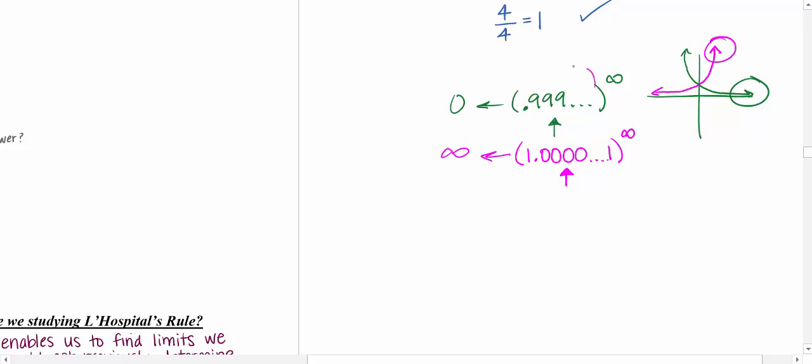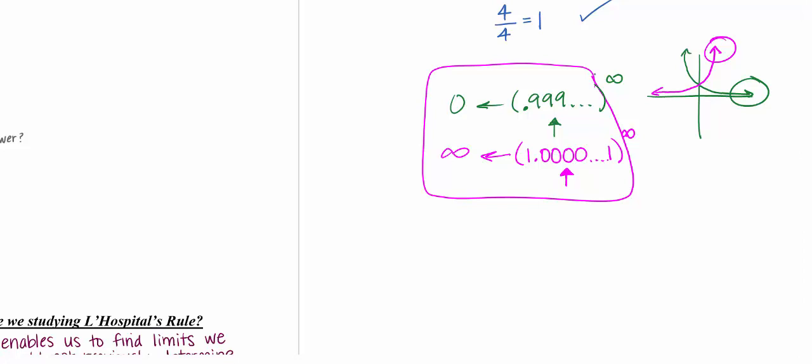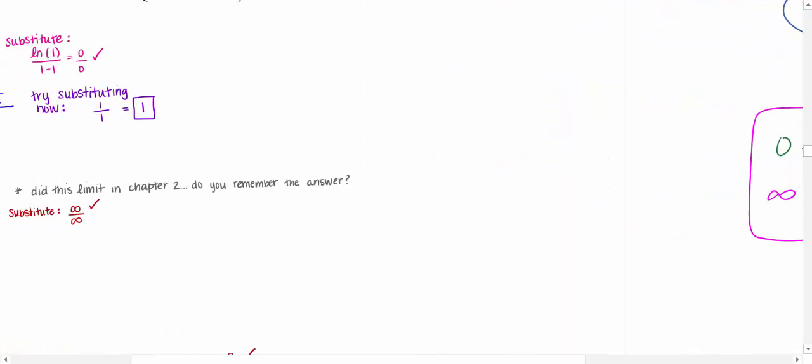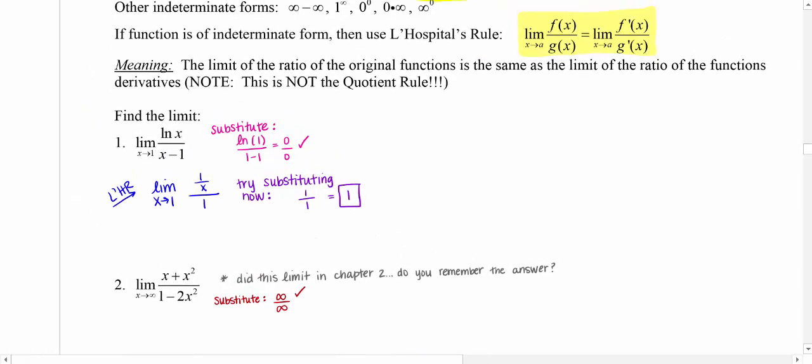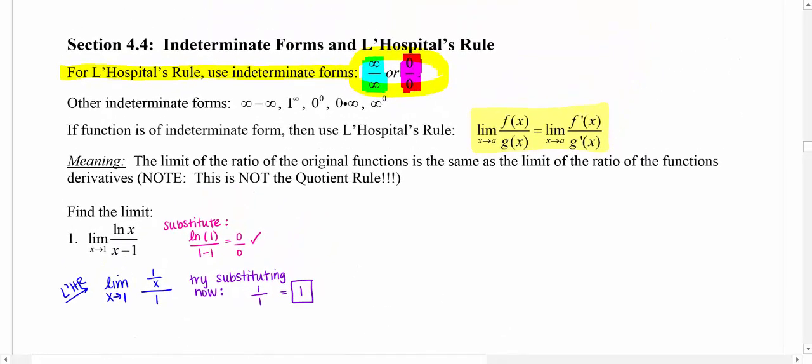And so what we can see is if it's not exactly 1, if it's just really, really close to 1, I can't tell if I'm approaching something like 0 or if I'm approaching something like infinity. And because we're going to be doing these within limits, it might not exactly be 1. So I need to be careful with that.